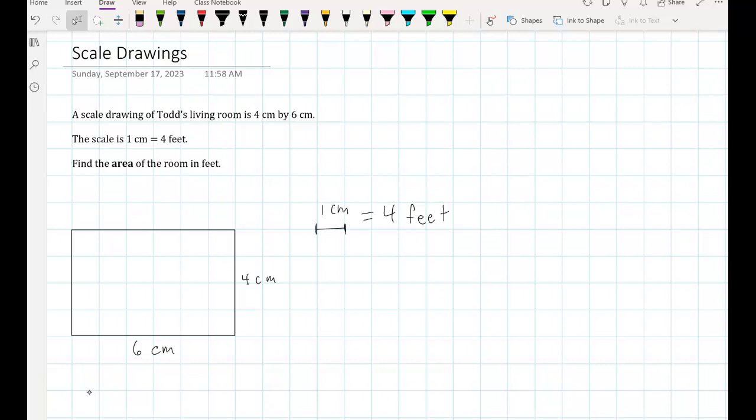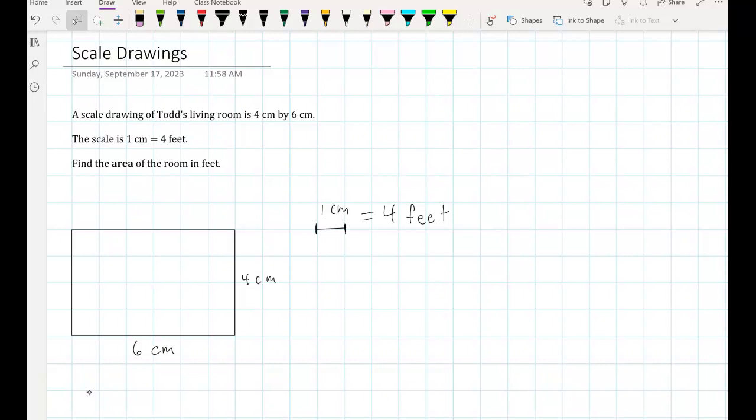Scale drawings are just a scaled down drawing of what you would find in the actual world. A map is a scale drawing of a part of the world, and blueprints are a scale drawing. It's a smaller scaled version of what the actual dimensions of a house or a building would be. So let's get started.